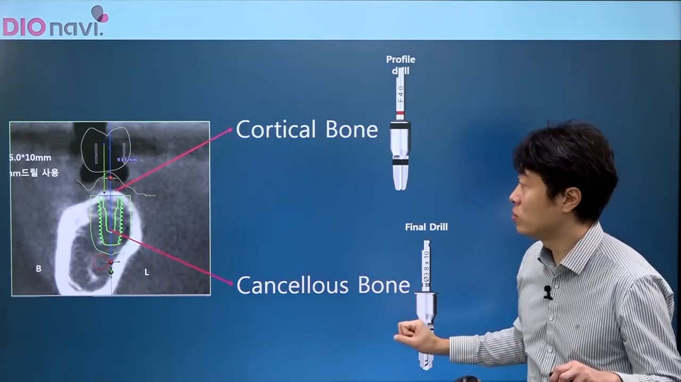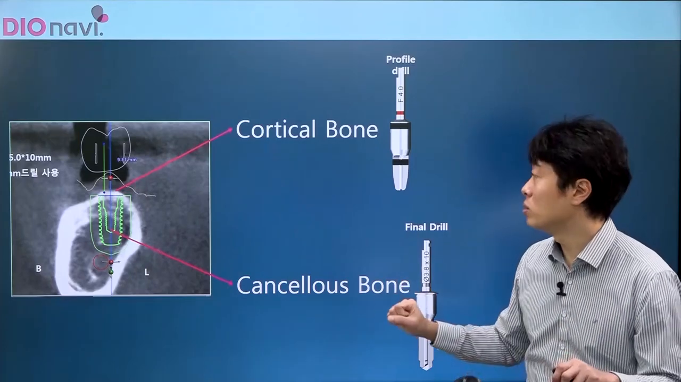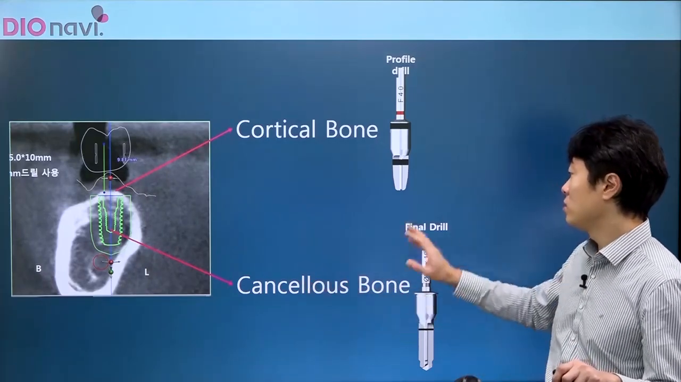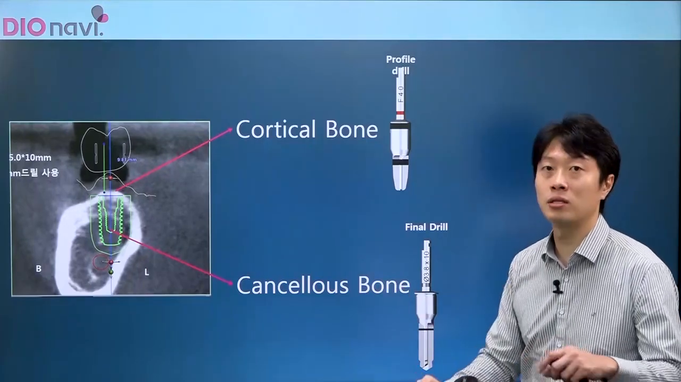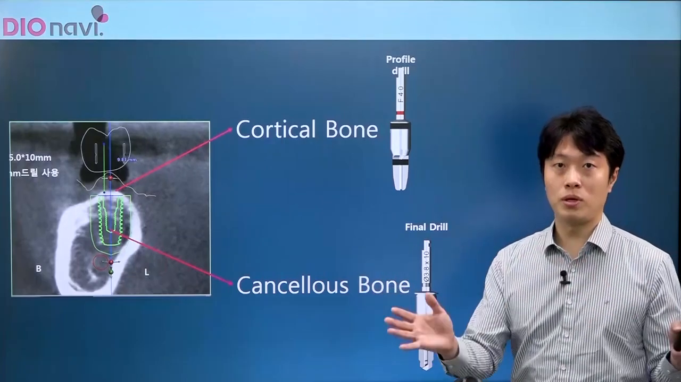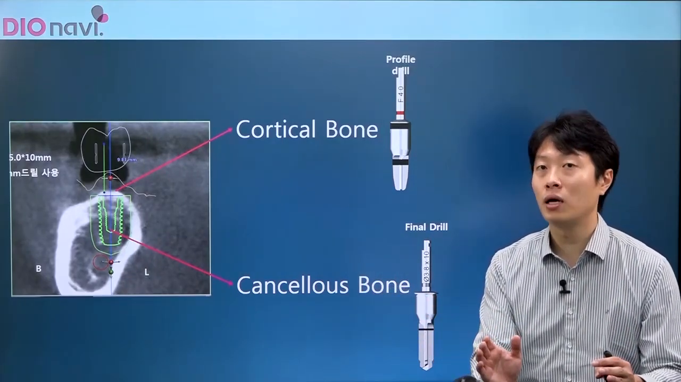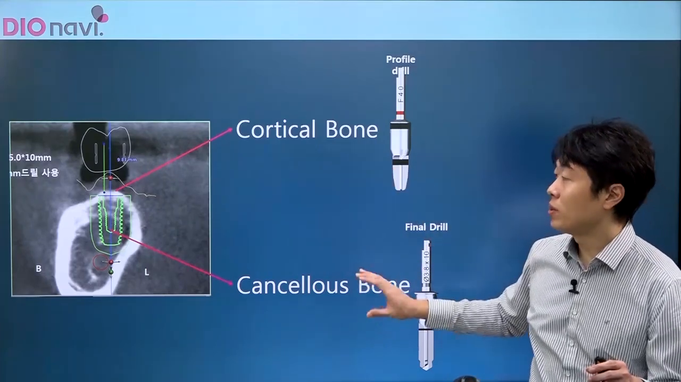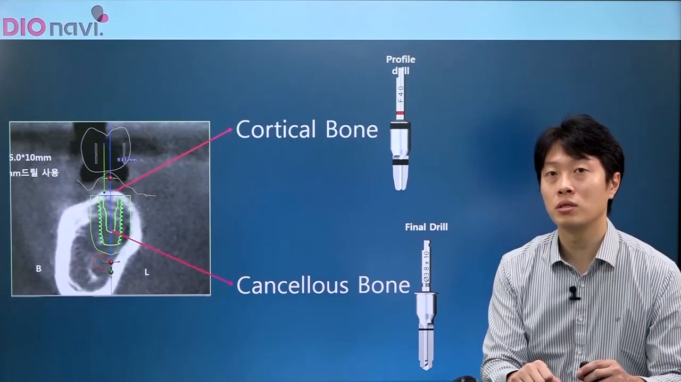Even in the cancellous bone, if the bone quality is very poor, such as in the maxillary second molar, underdrill until steps 1 to 2 using the final drill. First, you can proceed as described in the surgical protocol. Then, I recommend that the operator combine appropriate depth and width depending on the bone quality and drill.